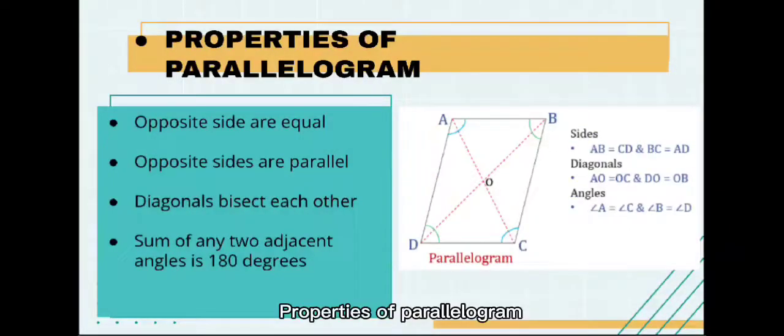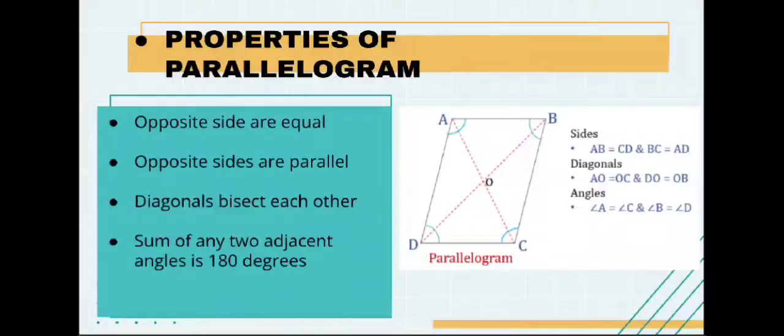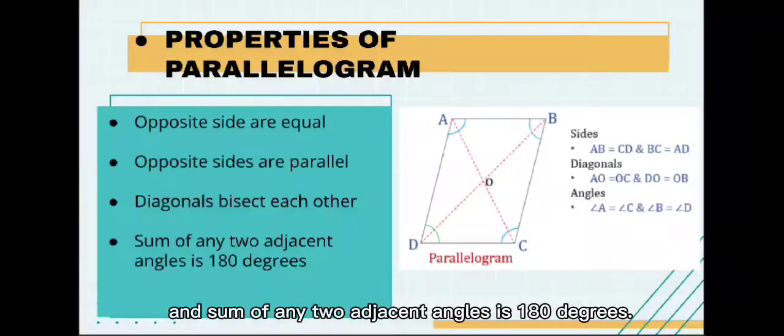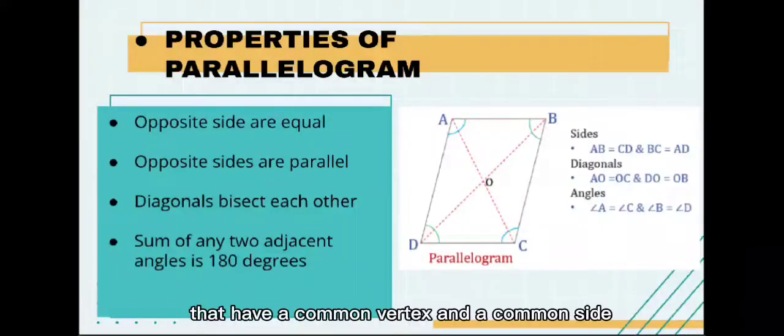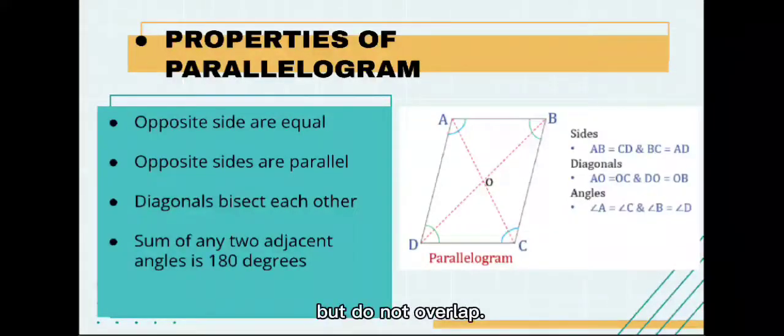Properties of parallelogram. Opposite sides are equal. Opposite sides are parallel. Diagonals bisect each other, as you can see in the picture, and the sum of any two adjacent angles is 180 degrees. Adjacent angles are two angles that have a common vertex and a common side but do not overlap.